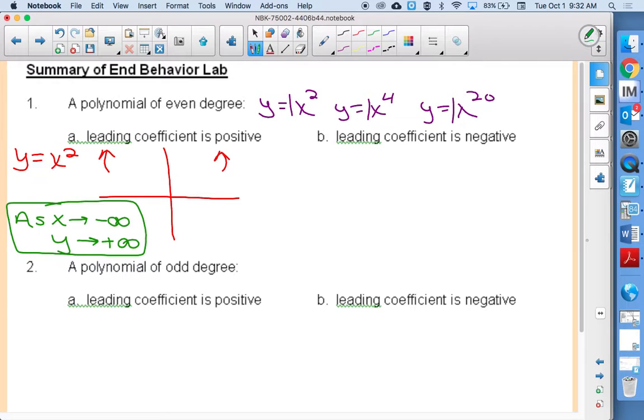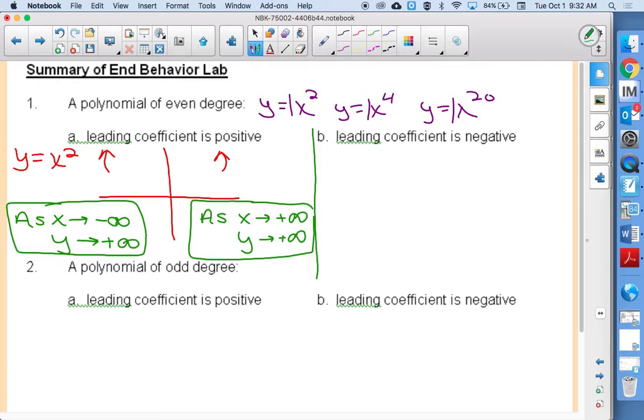On the other side, we're going to state the same exact thing, but now we're on the positive side of infinity. So as x goes to positive infinity, Lauren, what happens with the y? It also goes to positive infinity. And that's because it's an even function. And even functions perform in the same manner on the left and the right. They both go up or they both go down.